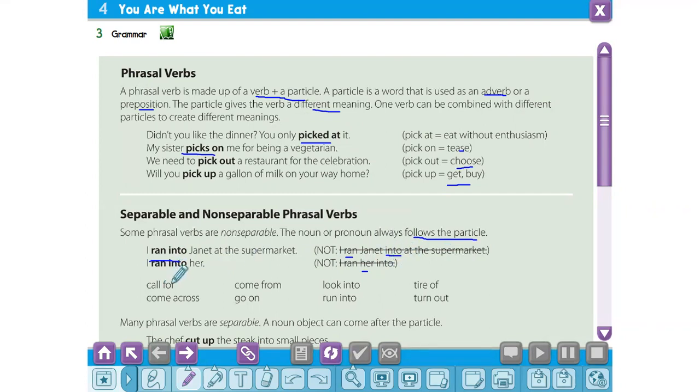These are some examples of non-separable phrasal verbs: call for, come from, look into, tire of, come across, go on, run into, or turn into.